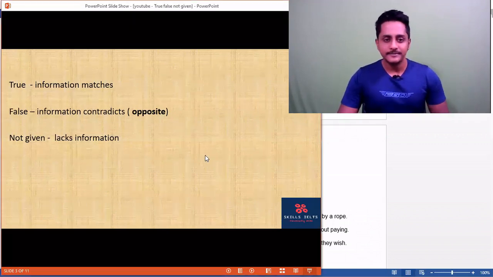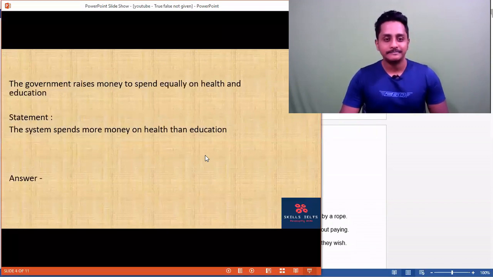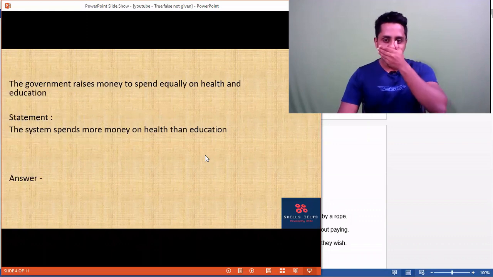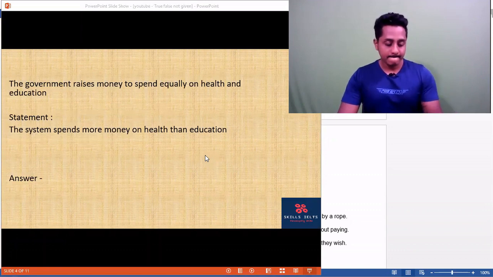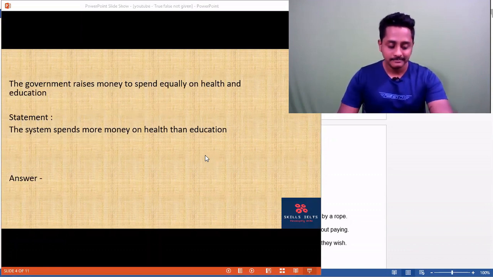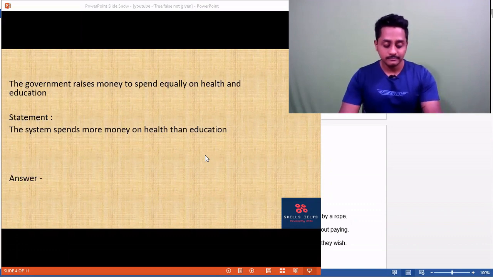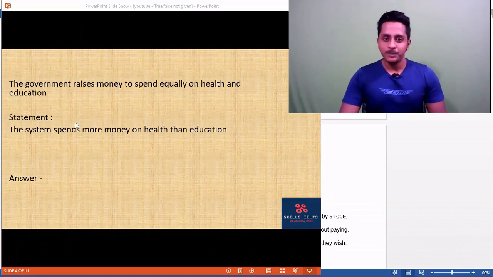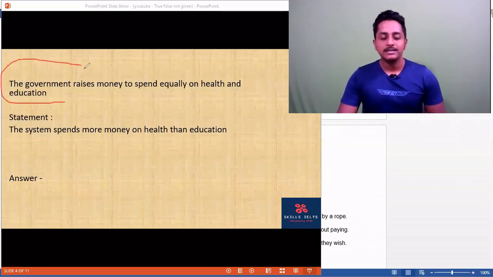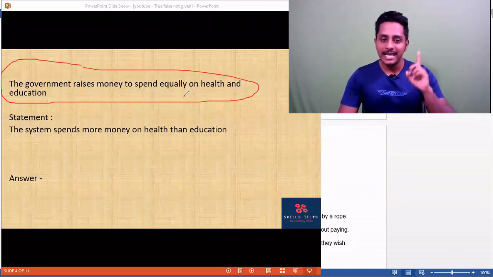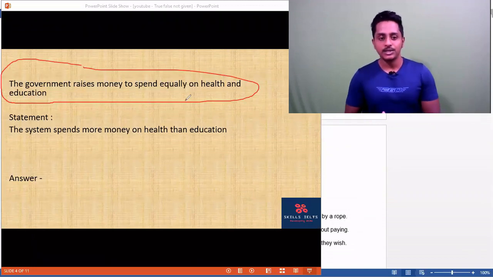Let's start off with the question. Read this question. I'm going to give 20 seconds. After that, I'm going to talk on this. All right, hope you've got the answer. The government raises money. The above is a paragraph; imagine it's a big paragraph. I've just written a small statement: the government raises money to spend equally on health and education.